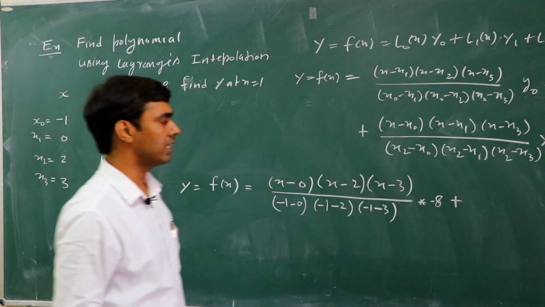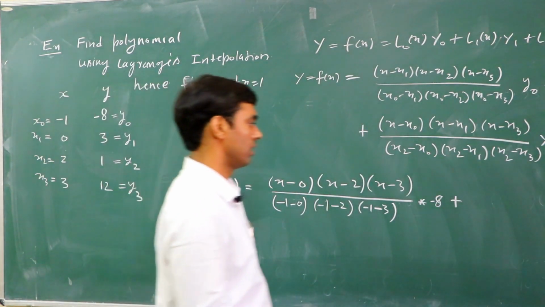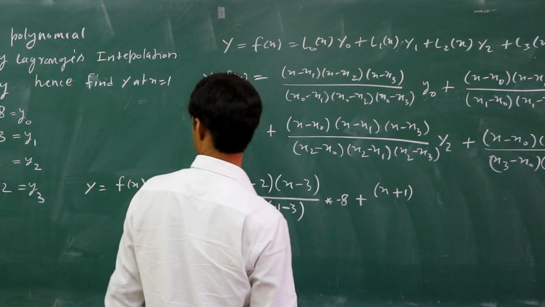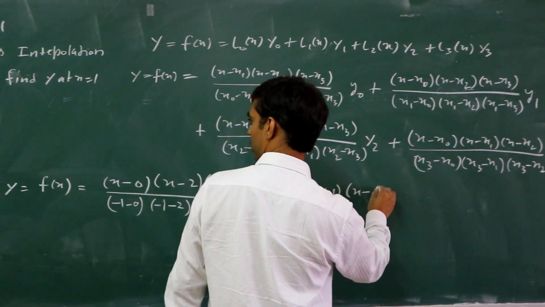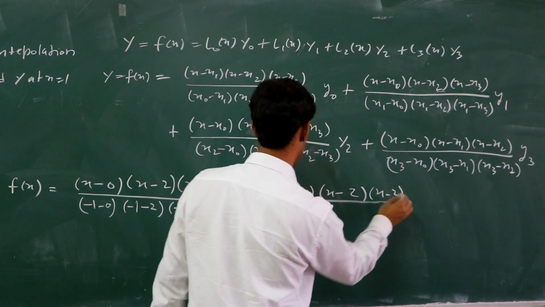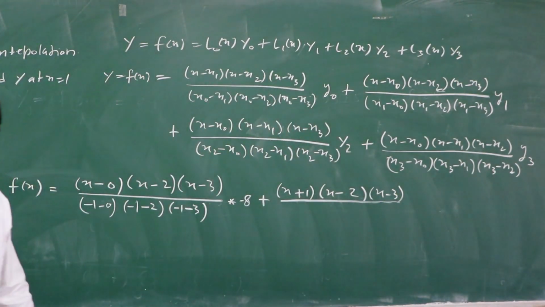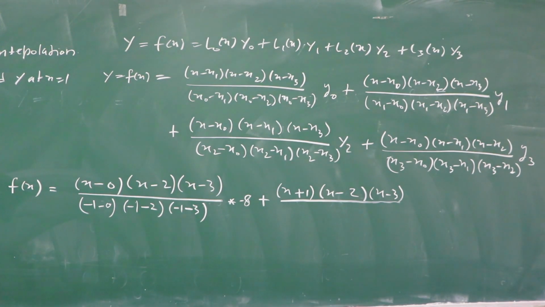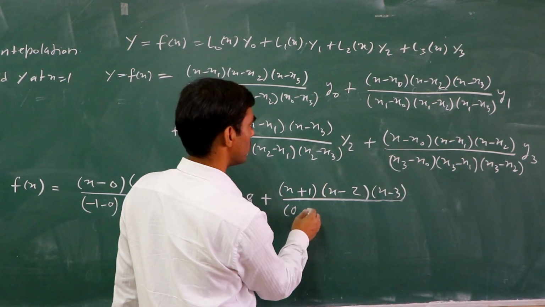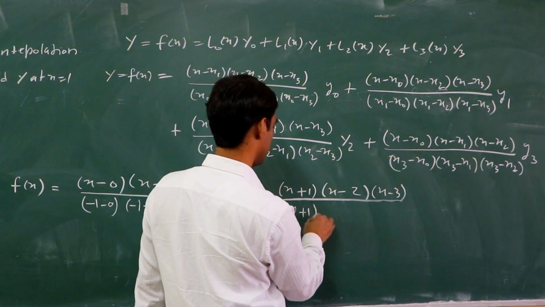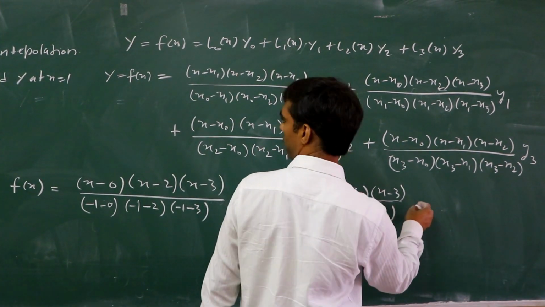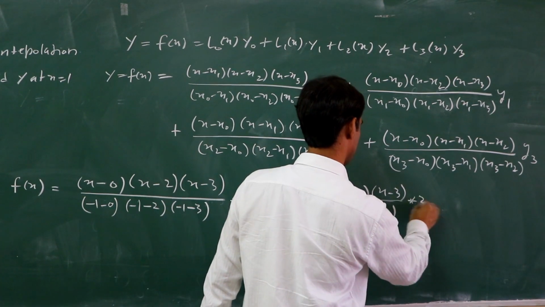Similarly, what is the second term? (x minus 0)(x minus 1)... that is, x minus x0 gives x plus 1, then (x minus 2) and (x minus 3), divided by x1 minus x0. With x1 equal to 0: (0 plus 1)(0 minus 2)(0 minus 3), multiplied by y1. What is y1? y1 is 3.